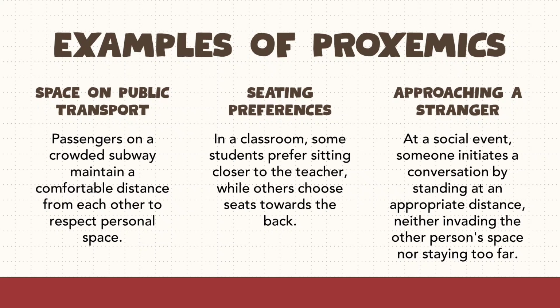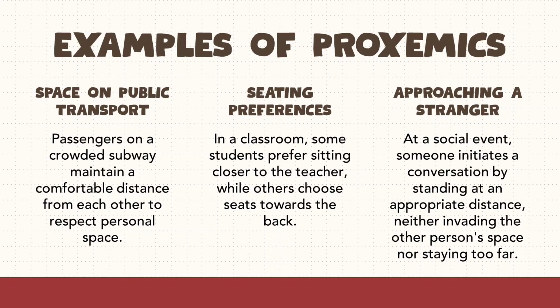Examples of proxemics. Space on public transport. Passengers on a crowded subway maintain a comfortable distance from each other to respect personal space. They stand at a distance that prevents discomfort while allowing for efficient use of the available space. Next, seating preferences. In a classroom, some students prefer sitting closer to the teacher, while others choose seats towards the back. These choices are influenced by individual comfort zones and preferences for interaction.